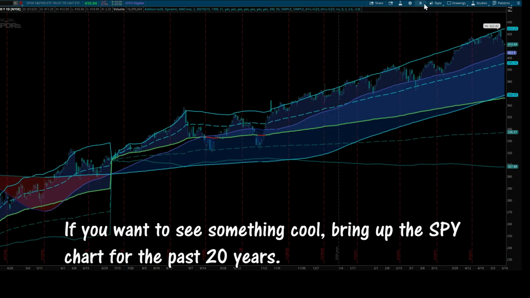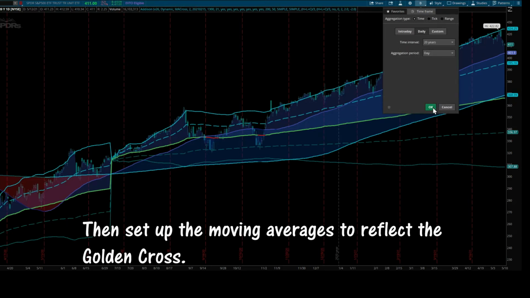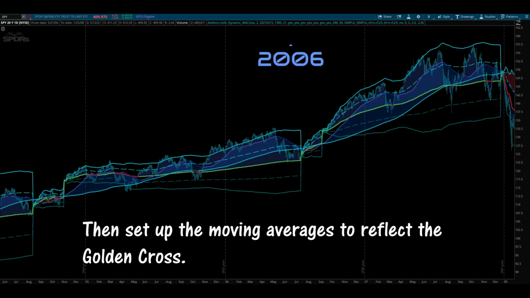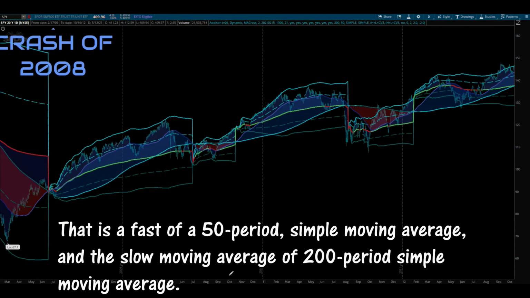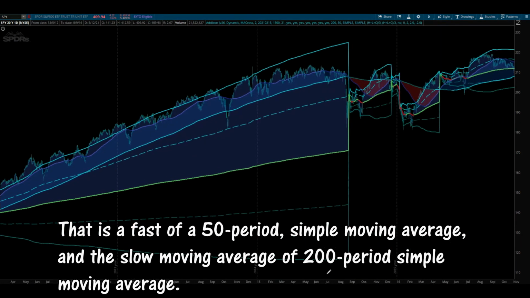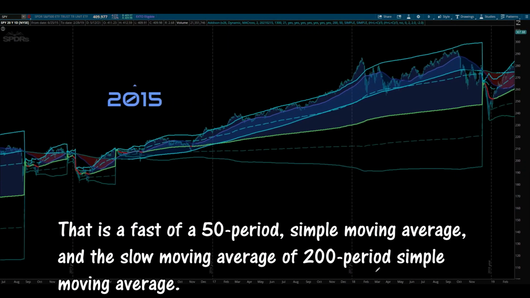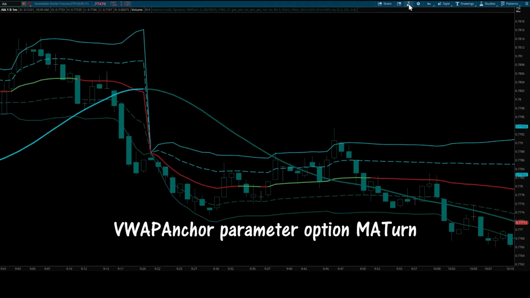If you want to see something cool, bring up the SPY chart for the past 20 years. Then set up the moving averages to reflect the golden cross. That is a fast of a 50 period simple moving average, and the slow moving average of the 200 period simple moving average. I'll walk through doing that when we get to those input parameters in a few minutes.